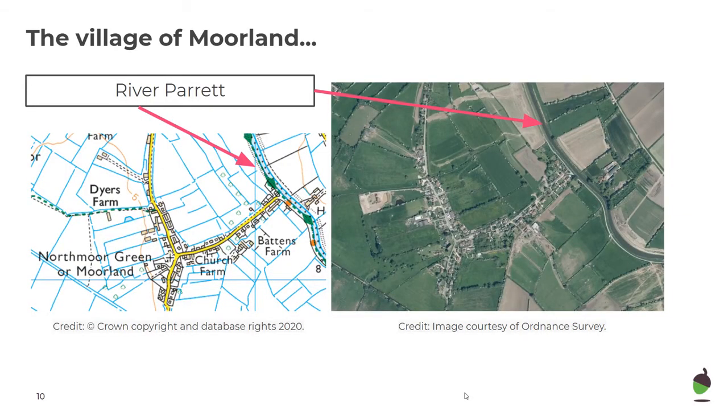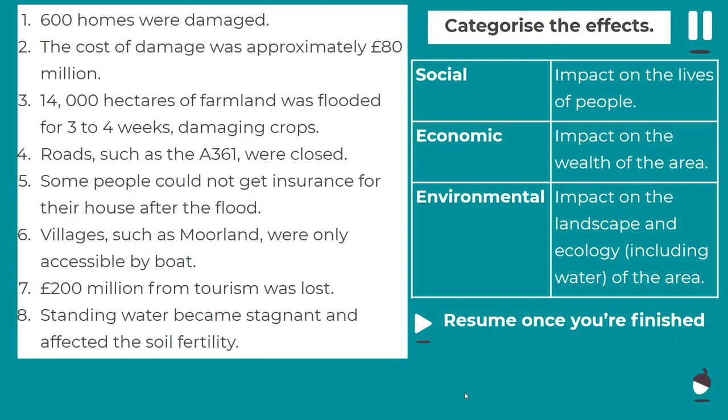So I mentioned that the village of Moorland was only accessible by boat during this flood. The OS map and the aerial photograph here highlight how close Moorland is to the river, but also how low-lying the land is in and around this village. So now that we have 8 specific effects linked to the flood event, we're going to consider them further. So I would like you to now undertake an activity to categorise the effects into social, economic and environmental effects.